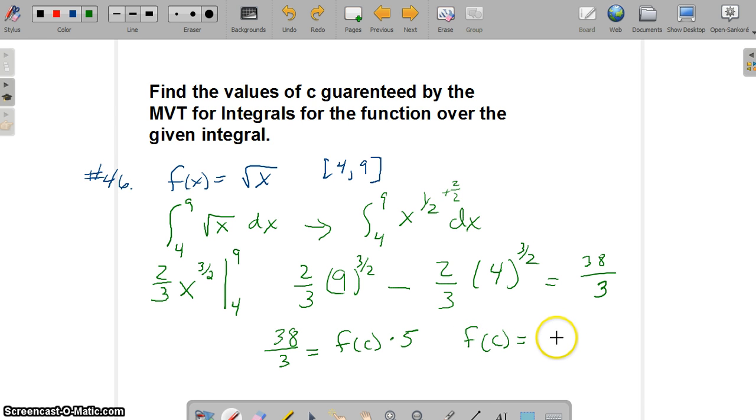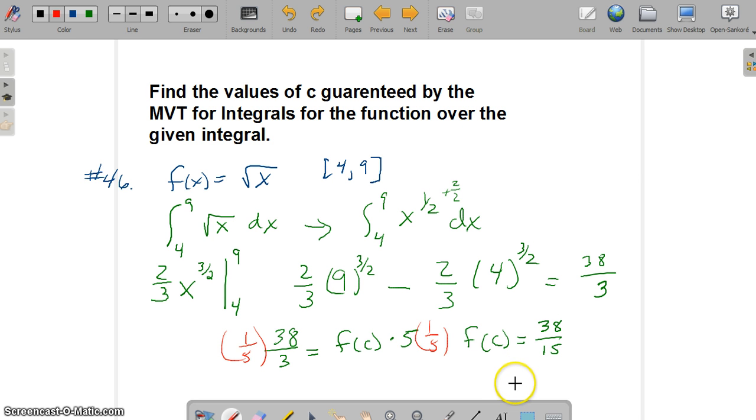So I get f of c equals... divide both sides by 5. So I get f of c equals 38 over 15, or multiply both sides by 1/5. Here, I'll do this so that nobody gets confused. Okay, so that's what f of c is.